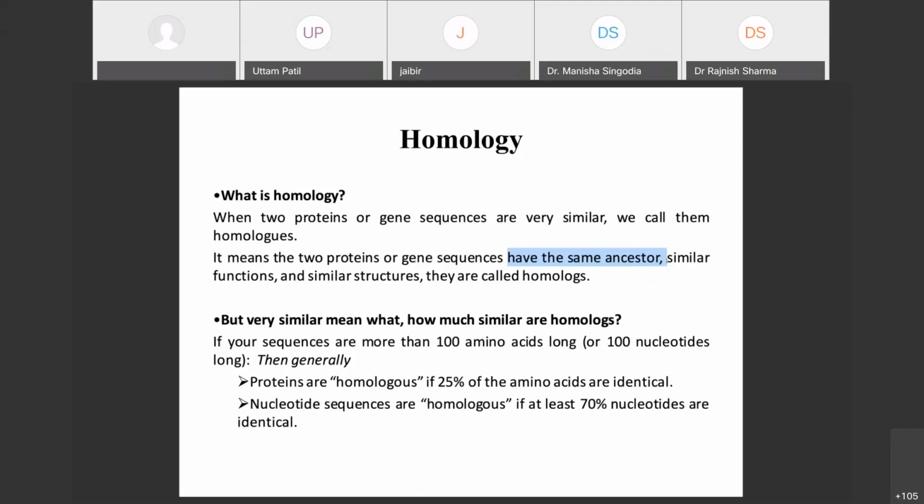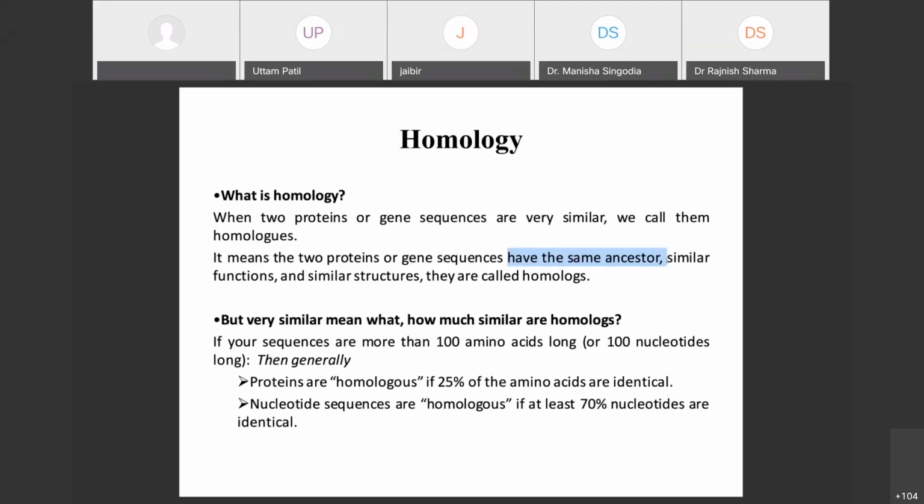Generally, if you have a sequence which is more than 100 amino acids or 100 nucleotides long, then proteins are called homologous if at least 25% of the amino acids are identical. However, you have to bear in mind there are certain known exceptions to this rule. For example, G protein coupled receptors are homologous to each other, however the sequence identity can be as low as 15% or 12%, but still they are homologous.